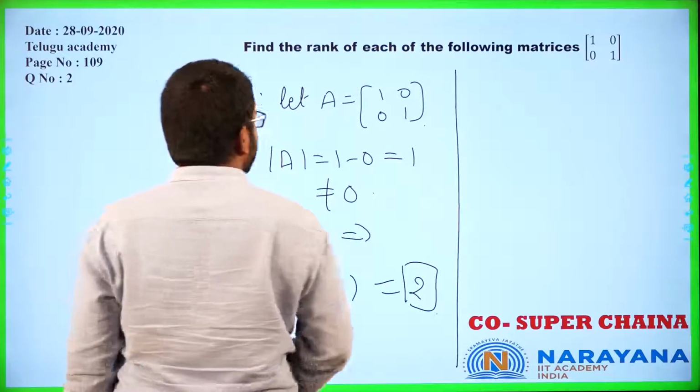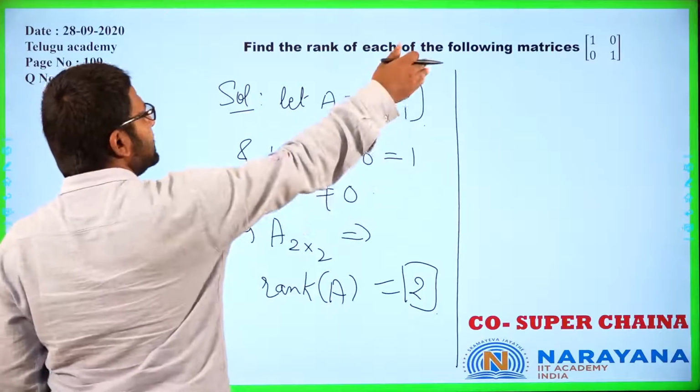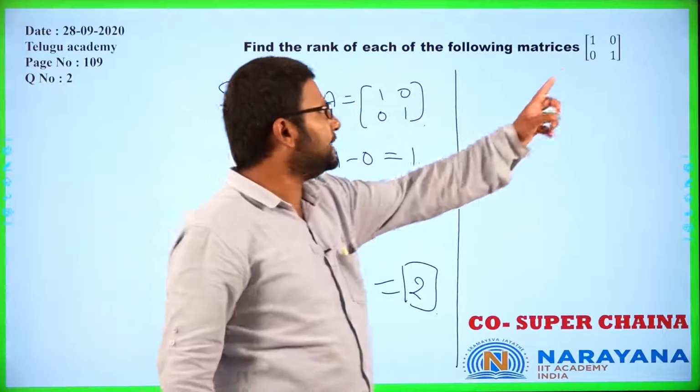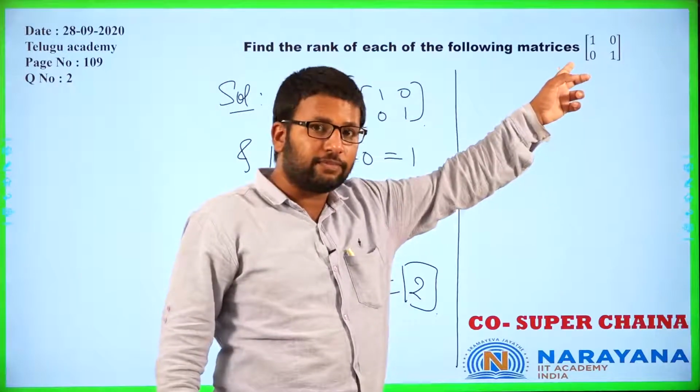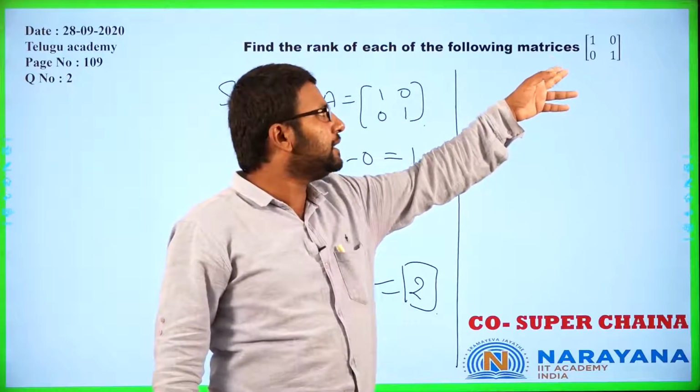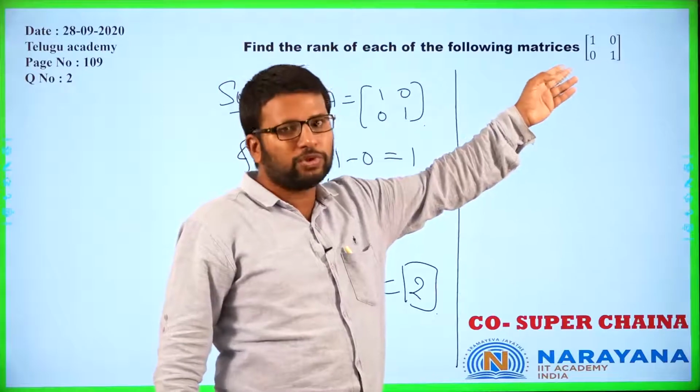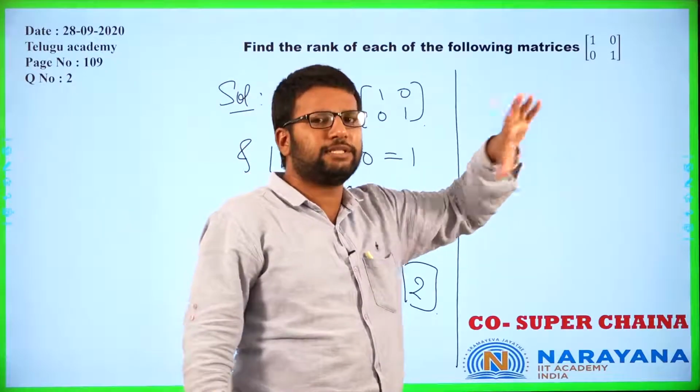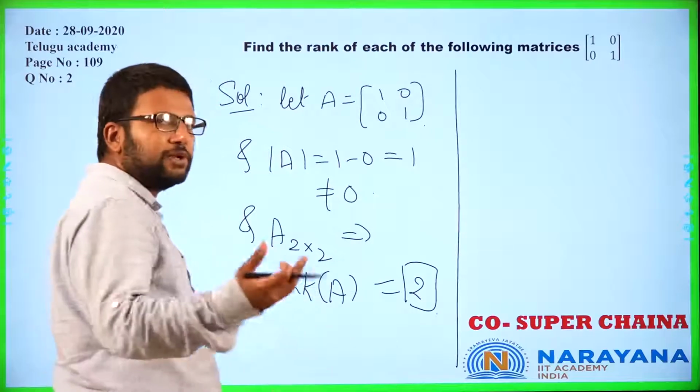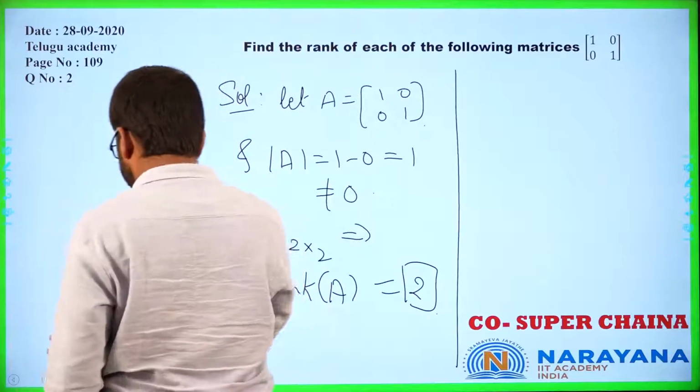Correct? You could also have alternately said that A is already in echelon form, and it has 2 non-zero rows and therefore its rank is 2. That is also a perfectly valid argument.